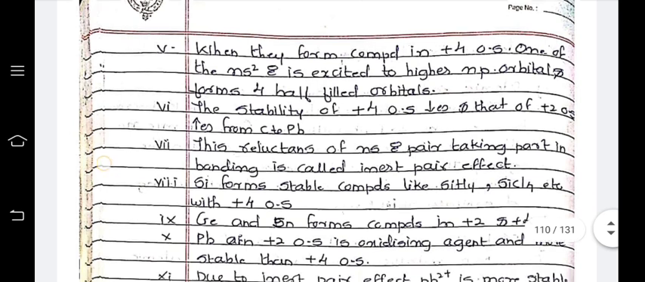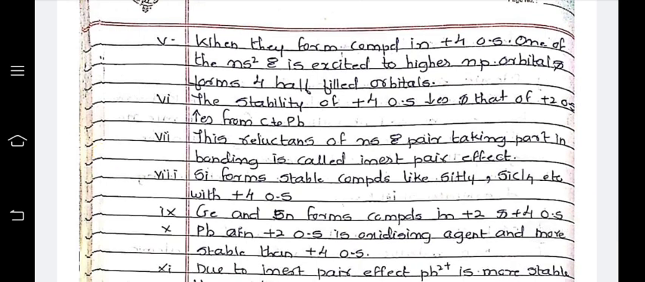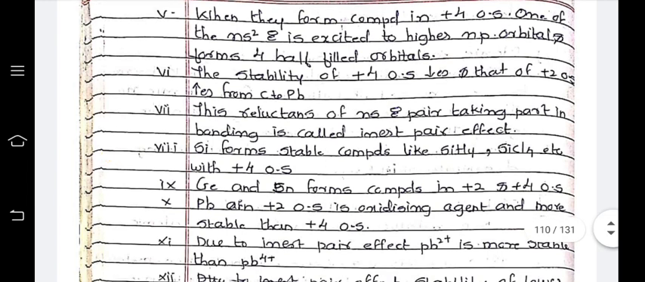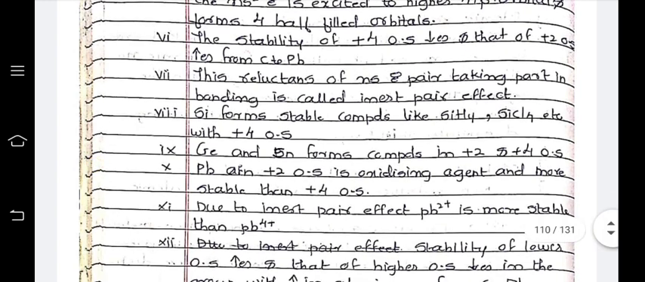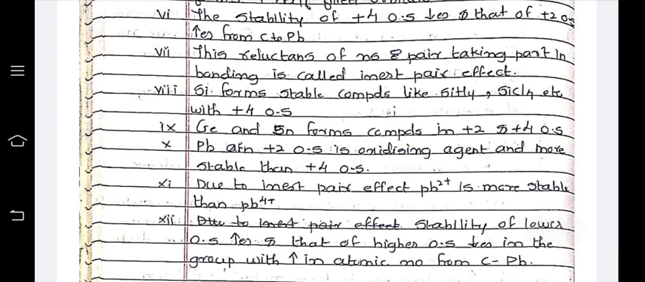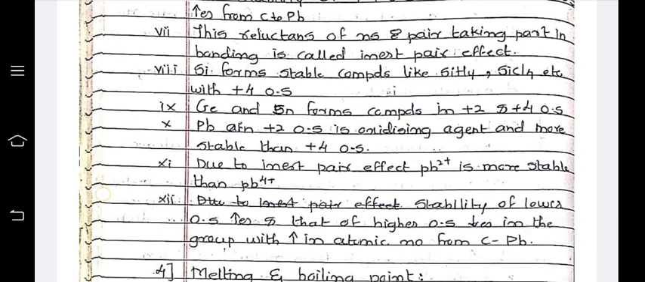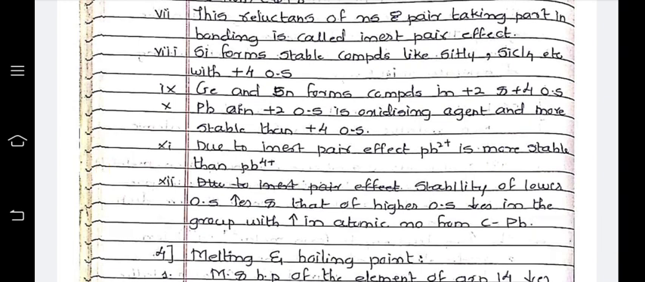When they form compounds in the +4 oxidation state, one of the ns2 electrons is excited to the higher np orbital, giving half-filled orbitals. The stability of the +4 oxidation state decreases and that of the +2 oxidation state increases from carbon to lead. This reluctance of the ns electron pair to take part in bonding is called the inert pair effect.